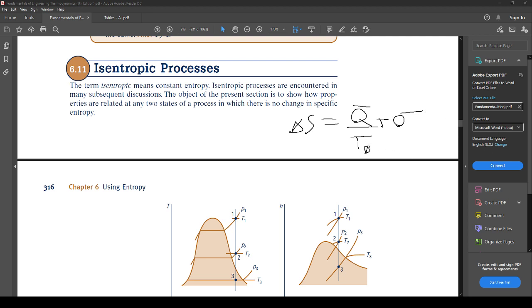If you guys recall, what isentropic means is that essentially the process created no entropy. It generated no more entropy. And there was essentially no relevant heat transfer in the process, which means that if you expand this, you get S1 is equal to S2, right? So that is the background, just to be sure that we are on the same page. And it says the object of the present section is to show how properties are related at any two states of a process in which there is no change in specific entropy.